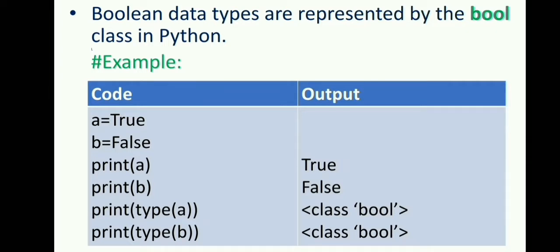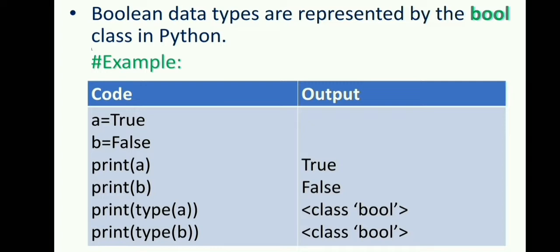Example. In this example, a Boolean value True is assigned to the variable A. In the next statement, a Boolean value False is assigned to the variable B. The first print statement, print A, will display the Boolean value True. The following print statement, print B, will display the Boolean value False.